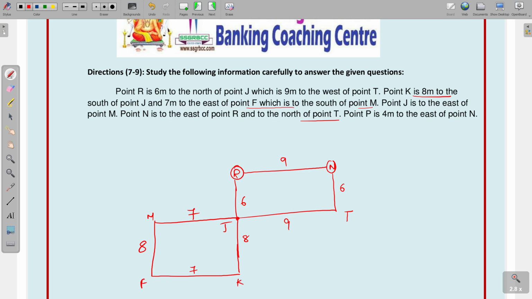Point P is 4 meters to the point of N. So, point P is 4 meters to the point of N. It is the final arrangement of the directions. Let us move on to the questions.